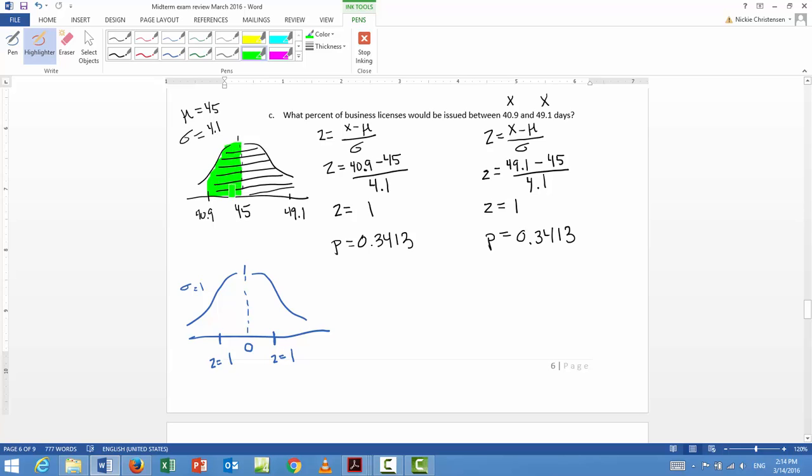Remember, the p-value is the area between our z and the mean. So this p represents this part of the curve that I've shaded in green. I notice that my minus has disappeared. That's a very annoying thing that this stylus likes to do.